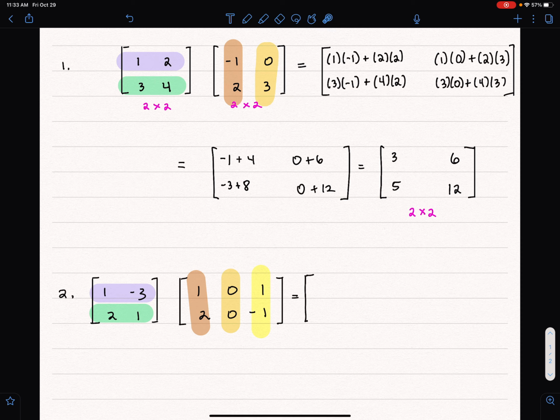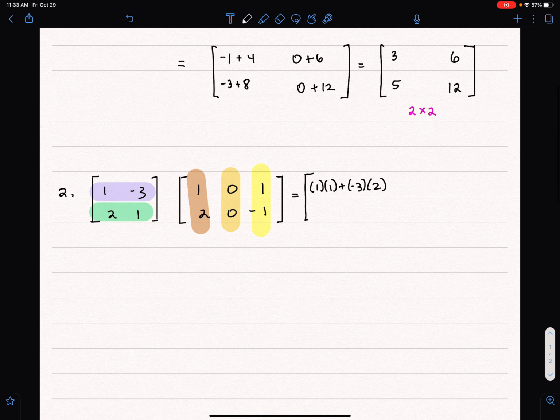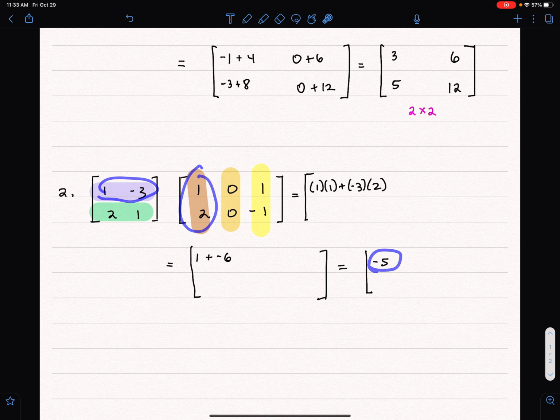I take the first row and dot the first column. That means 1 times 1 plus -3 times 2. So let's simplify that: 1 plus -6, and that will give us -5. So look what happened. The first row dotting the first column gives the entry in the first row, first column. Now we'll move on to first row, second column, and dot those.